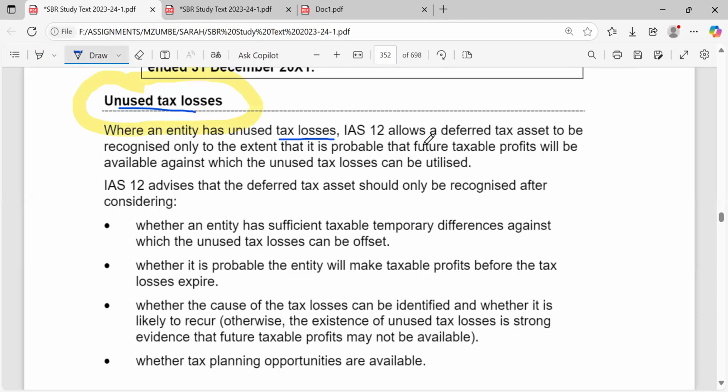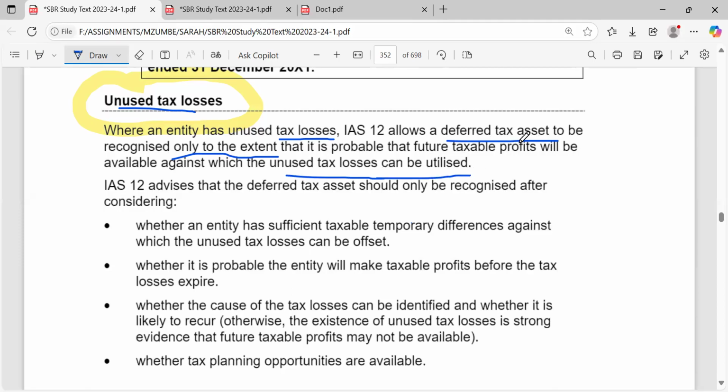So IAS 12 allows a deferred tax asset to be recognized. So you can say that, okay, I have an asset, recognize the deferred tax asset, but only to the extent that it is probable that the future taxable profit will be available against which the unused tax losses can be utilized.